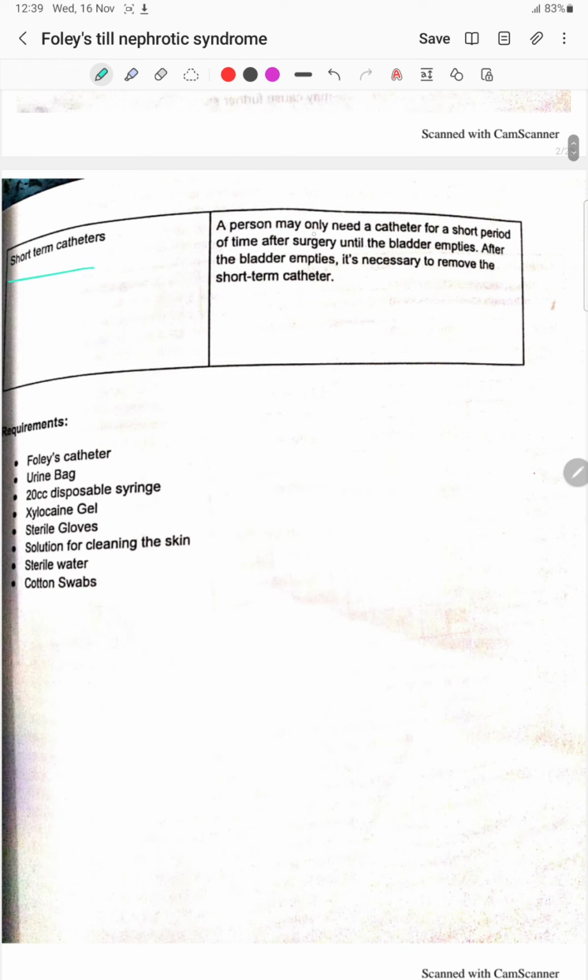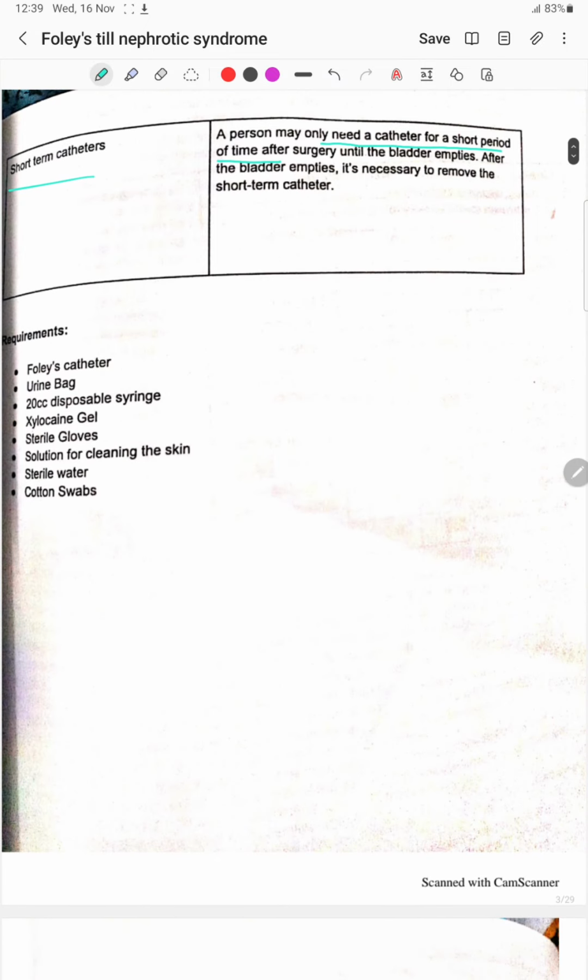The short-term catheter. A person may only need a catheter for a short period of time after surgery until the bladder empties. After the bladder empties, it's necessary to remove the short-term catheter.